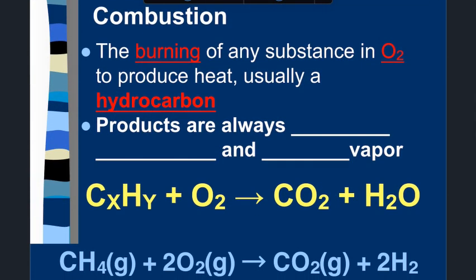A combustion reaction is our first type we're going to discuss today. A combustion reaction is when we burn any substance, and remember it takes oxygen in order for this to happen. So we're going to burn any substance with oxygen, and that's going to make some heat. Usually the thing that we burn is a hydrocarbon, which can contain carbon, hydrogen, sometimes oxygen, sometimes nitrogen, but always carbon and hydrogen. When we do this, our products are always going to be carbon dioxide and water vapor.